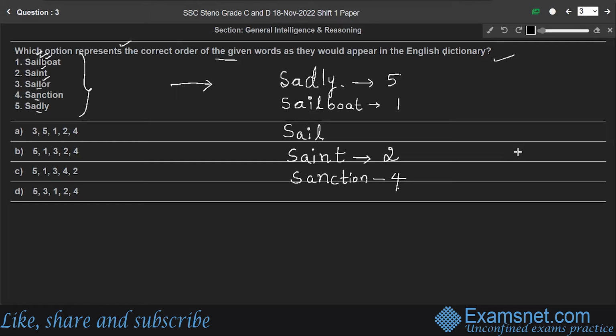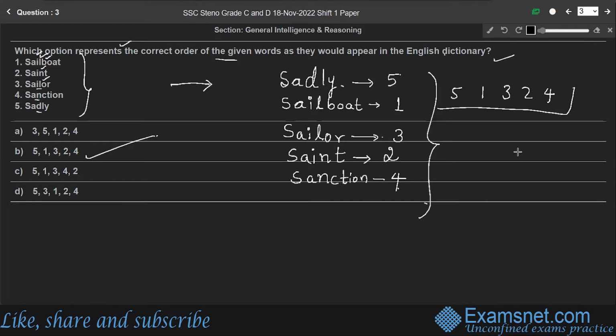Then sailor will be the third word, which is the third word in the question. So when we arrange these words according to the English dictionary, the arrangement will be 5, 1, 3, 2, 4. Look at the options. Option B.